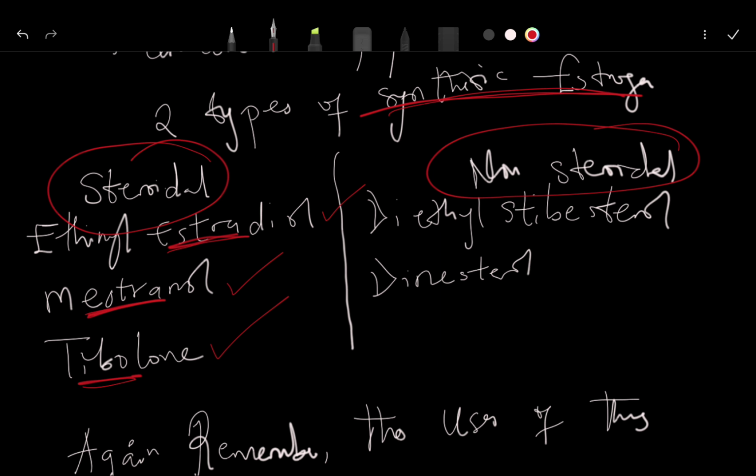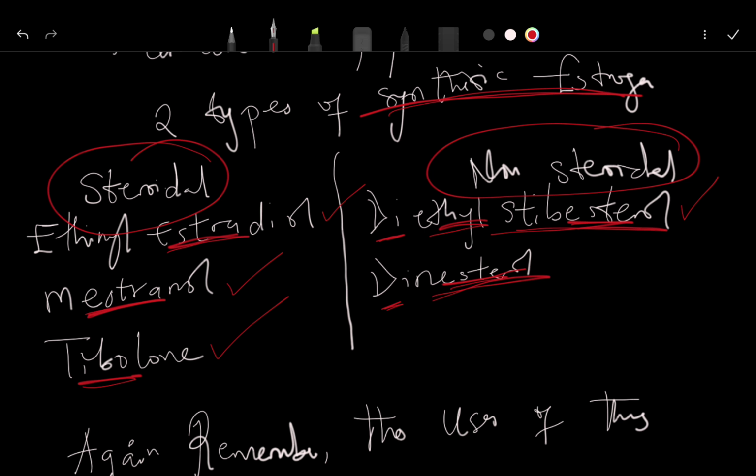This popular one is called diethylstilbestrol, and we have dienestrol. You can see the esterol. So these are the synthetic forms of estrogen.